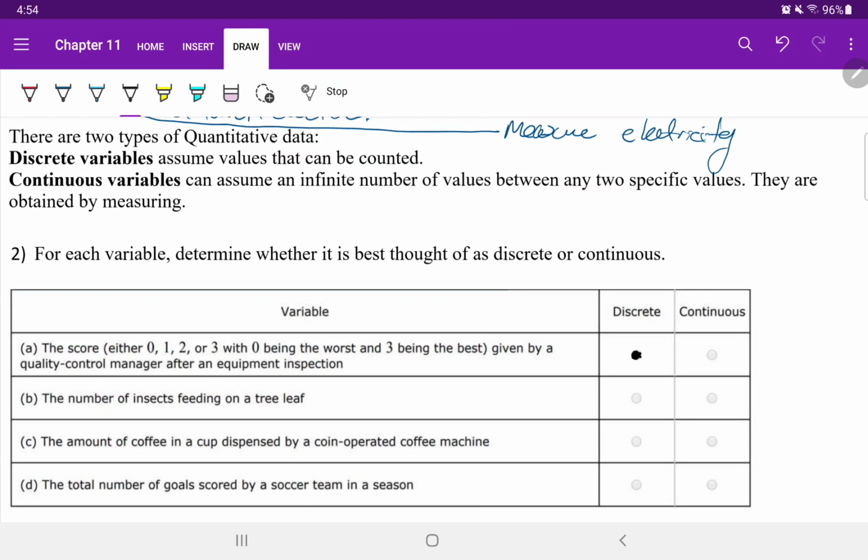Okay. Let's see what you got for B. The number of insects feeding on a tree leaf. That is also going to be discrete because we can count the number of insects on the leaf. The amount of coffee in a cup dispensed by a coin-operated coffee machine. That is going to be continuous. Because in this case, to determine the amount of coffee in a cup, you are measuring whether it's ounces, well, it should be ounces because gallons is way too big. You are measuring the amount of coffee that was dispensed by the coin-operated machine.